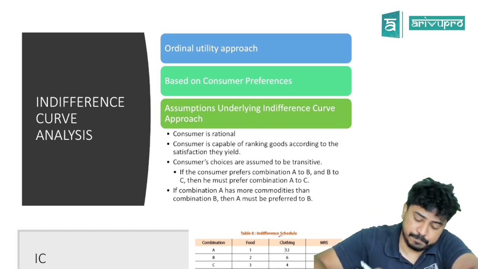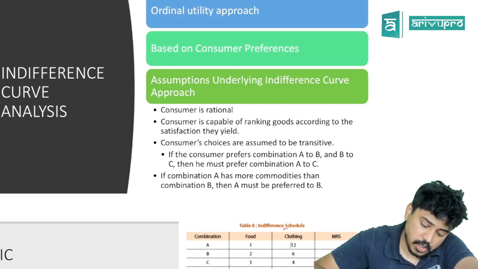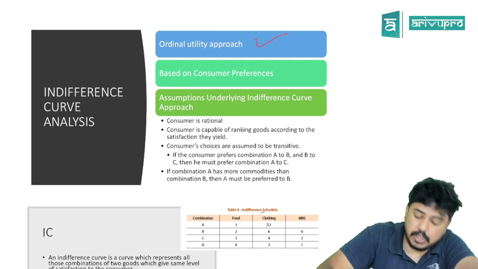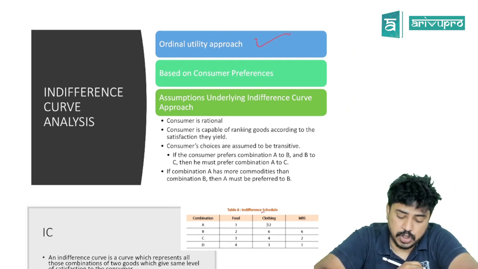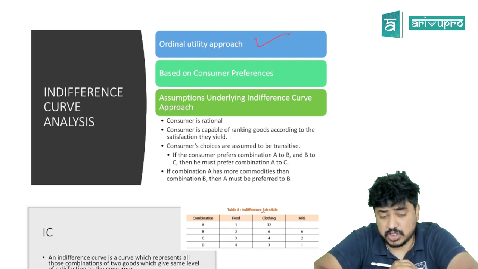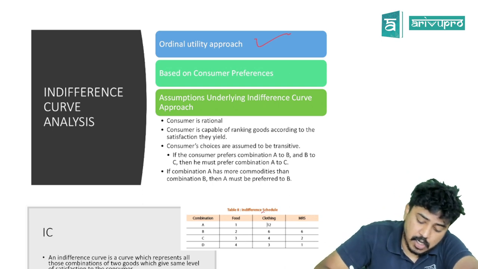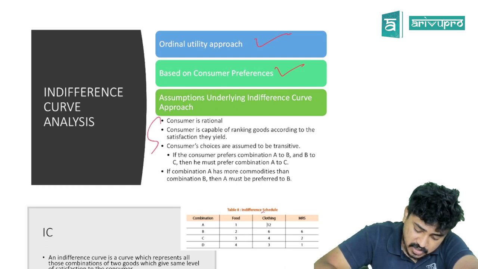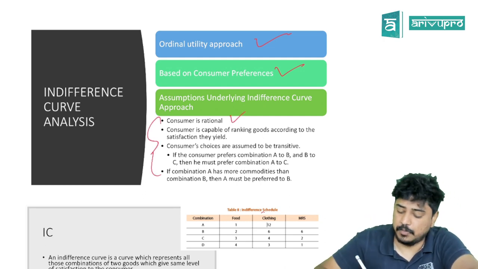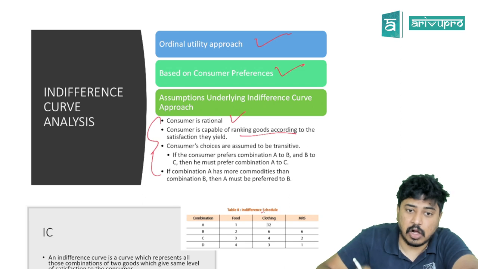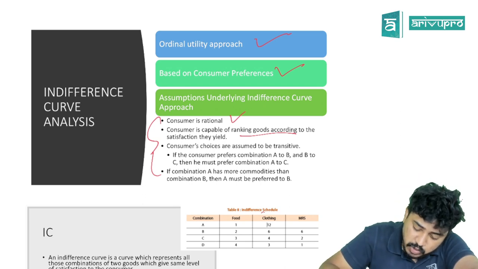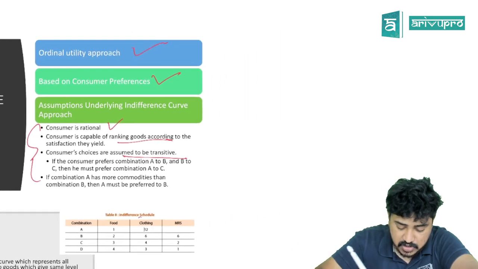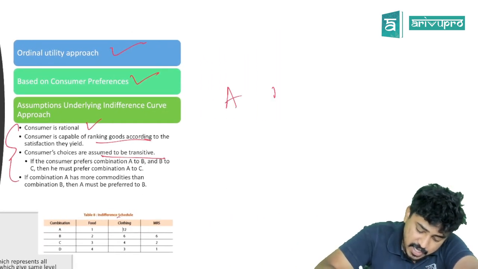Now, indifference curve analysis. We use the ordinal utility approach. What is this ordinal utility approach? We discussed it is based on consumer preferences, right? Assumptions are these: the consumer is rational, is capable of ranking the goods accordingly, right? And consumer choices are assumed to be transitive. What does transitive mean? Let us say A, B, C.